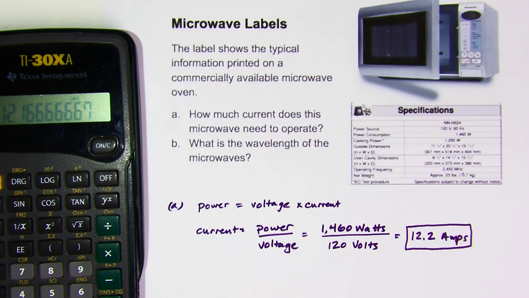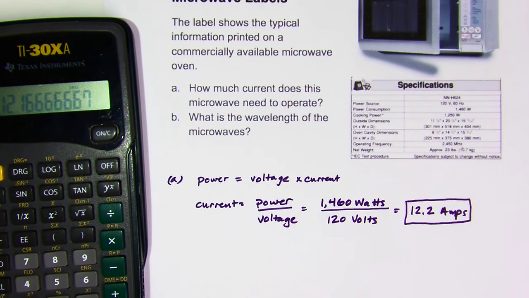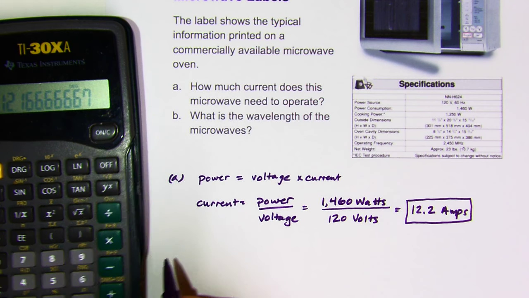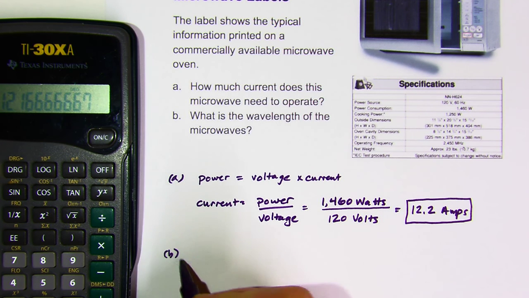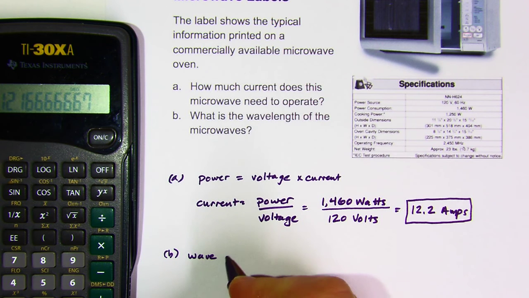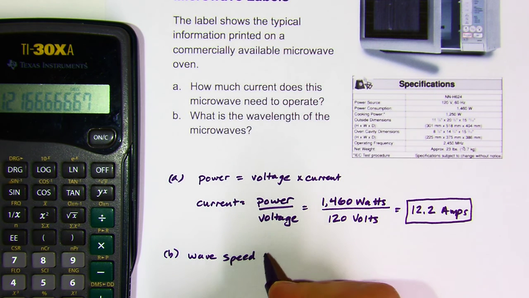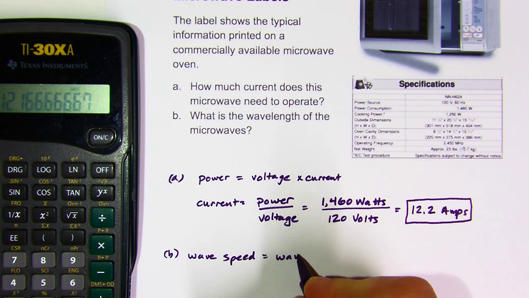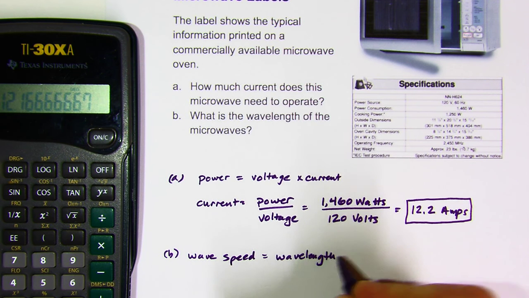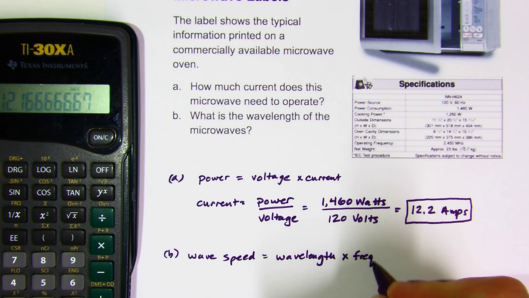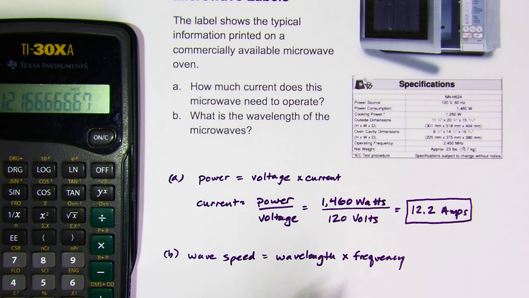Second question, what's the wavelength of the microwaves? Wavelength, we're going to use our wave speed relationship. A couple of times previously we've talked about the fact that wave speed equals wavelength times frequency. Again, if I move frequency over, then I can say that wavelength is wave speed divided by frequency.